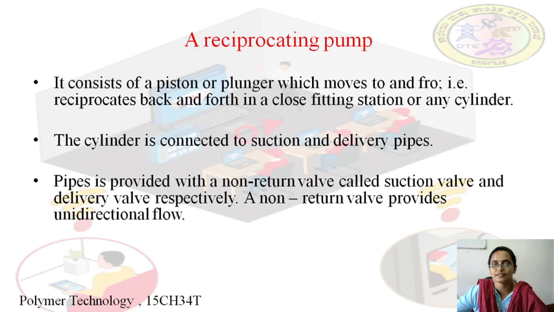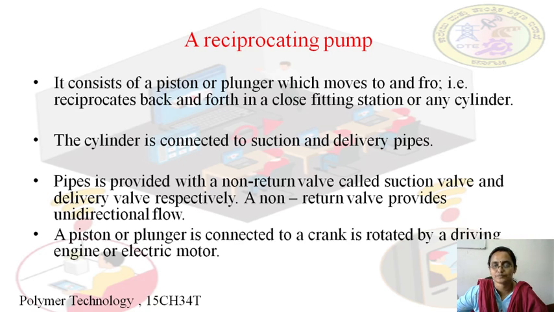It contains a suction valve as well as a delivery valve, connected to the suction pipe and delivery pipes, and the flow is unidirectional. It is a non-return valve, which provides unidirectional flow. A piston or plunger is connected to a crank. It is rotated by a driving engine or an electric motor. By using the electric motor, the crank is rotated, and the piston or plunger is connected to the crank.